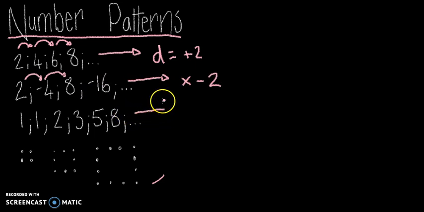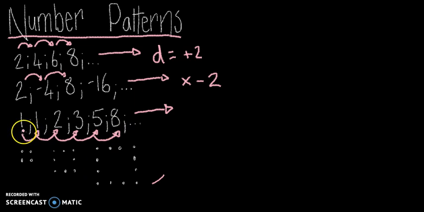Now this pattern is actually one of my favorites. It's called the Fibonacci sequence. And if you look at it, 1 and 1, well, let's look at the next one. 1 and 2, 2 and 3, yeah, it's a bit difficult to see the pattern, isn't it? But once you've seen it, you can't unsee it.